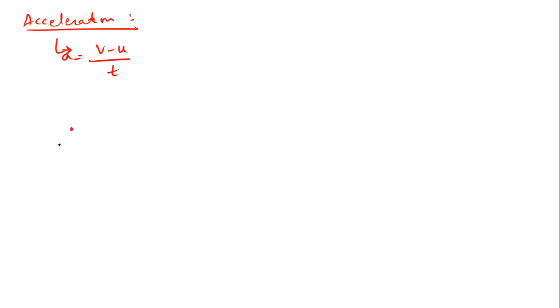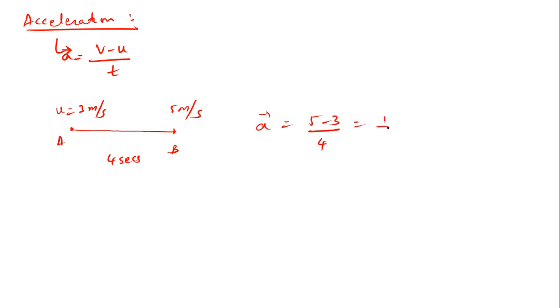For example, a particle starts from point A, it moves to point B. The velocity at this point was, let us say, 3 meters per second. The velocity at point B is 5 meters per second. And this change in velocity took place in 4 seconds. In that case, I say that the acceleration here can be written as 5 minus 3 divided by 4, which will be equal to half meter per second square. The unit is meter per second square.